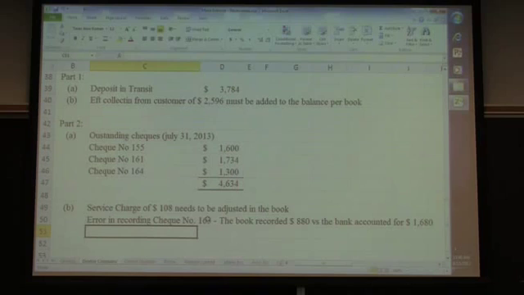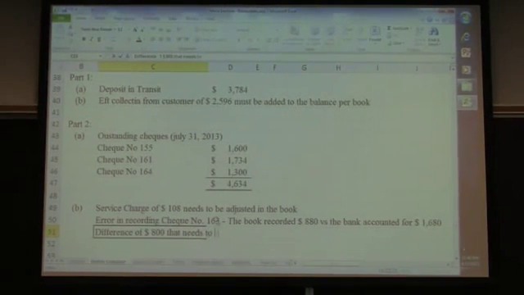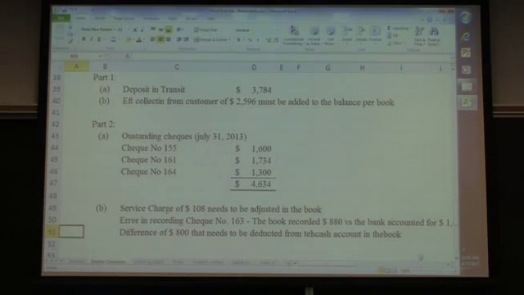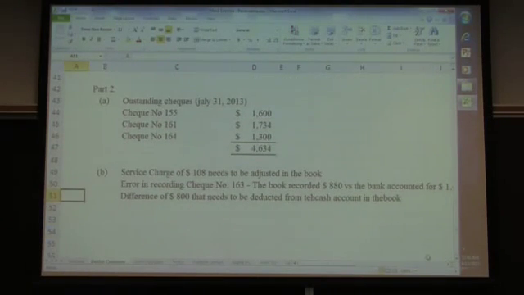So there's a difference of $800 that needs to be deducted from the bank. In the book, actually, I should say. Okay, so if we can just quickly take a look at the question again here.